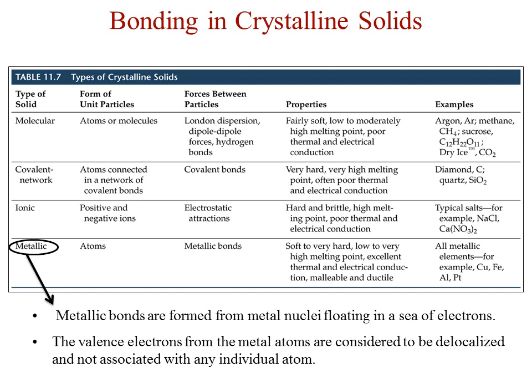Now I wanted to mention a little bit more about metallic solids. They are formed from metal nuclei floating in a sea of electrons, and there's going to be a diagram of this on the next slide. But their valence electrons from the metal atoms are considered to be delocalized. They're not really associated with any one individual atom, so that valence electron is free to move throughout the crystal, and then it makes the metals good conductors of electricity.